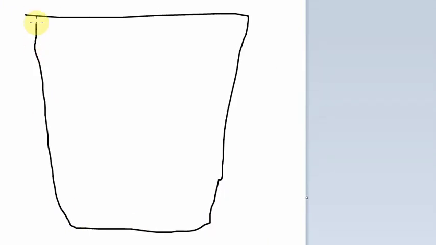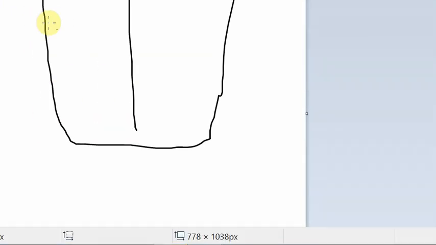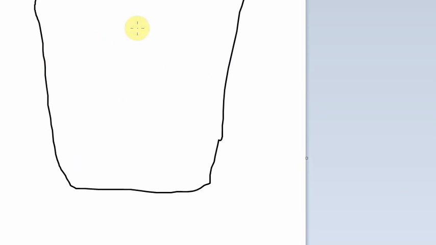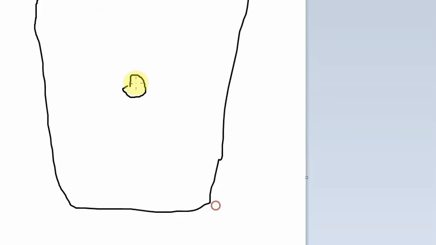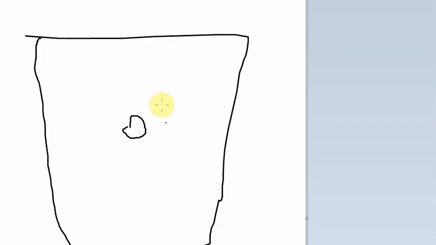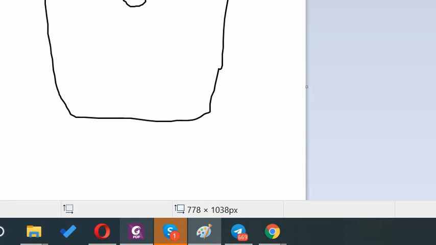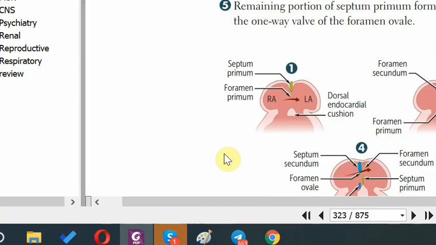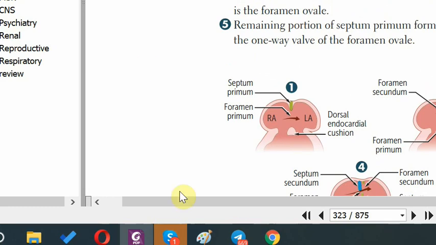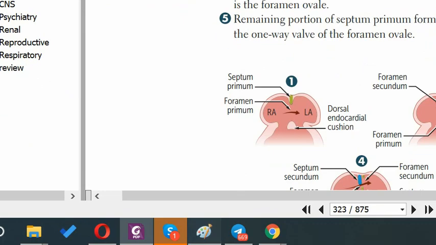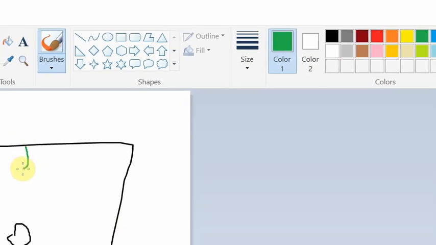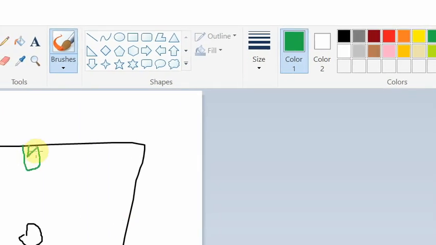So let's imagine that this is the heart. We have just one big atria. We have like 4 chambers, but embryologically we have just this thing, which is like a big sac. So how do we get our chambers? That's our topic for today. So first of all, we have something called septum primum. Primum means 1. So septum primum, I will make it always in green, and it will come from here. Okay, so this is septum primum.